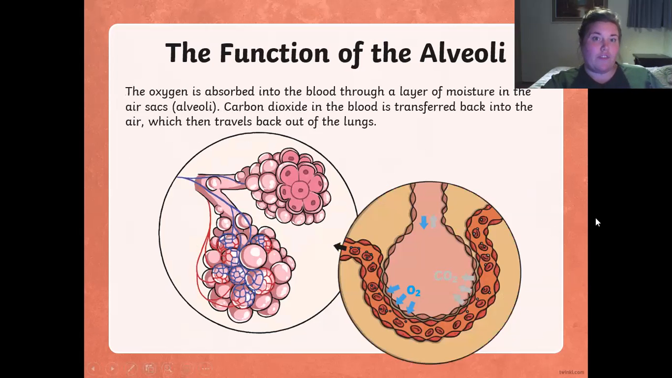The function of the alveoli. The oxygen is absorbed into the blood through a layer of moisture in the air sacs. Carbon dioxide in the blood is transferred back into the air, which then travels back out of the lungs. So this is all to do with breathing. As you can see in the diagram here, these are actually very, very small, tiny things, but they've been blown up so that you can see. And we have the air sac here that's allowing oxygen, or O2, to come back into our blood, and we are releasing or getting rid of CO2, which is carbon dioxide, which we breathe out.